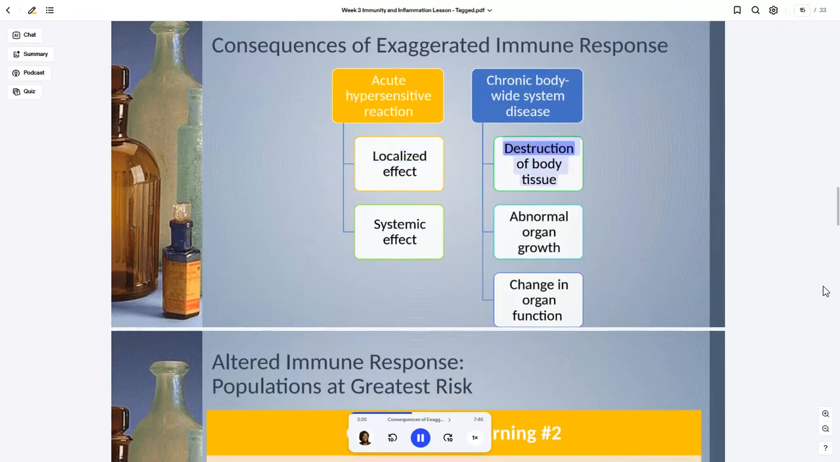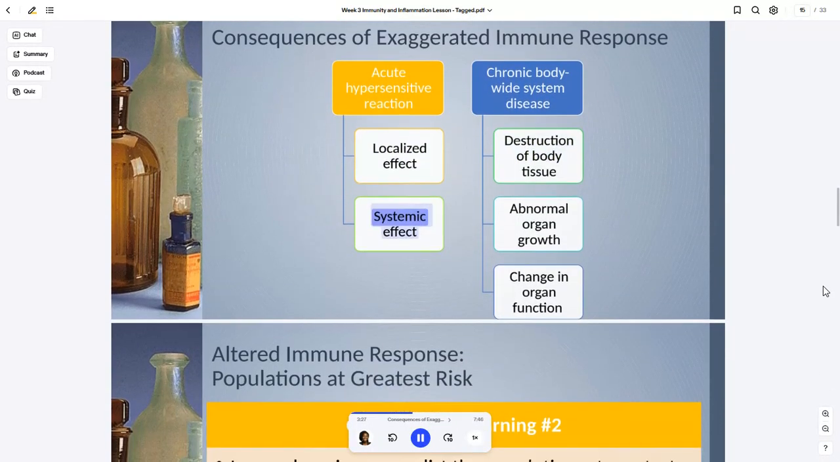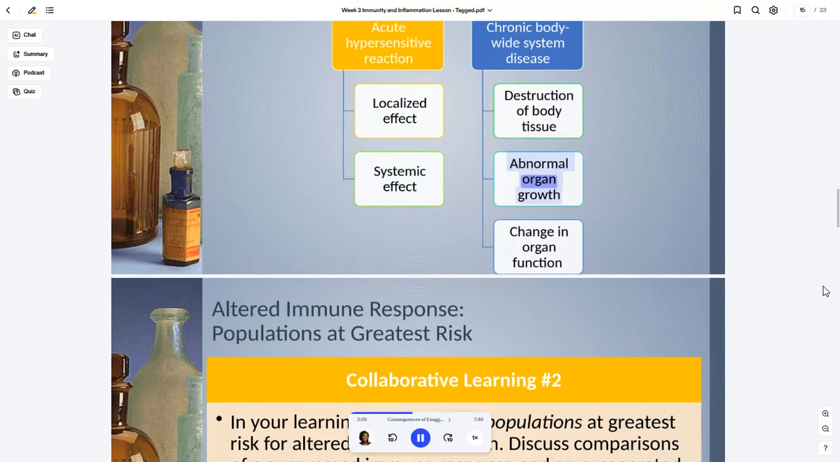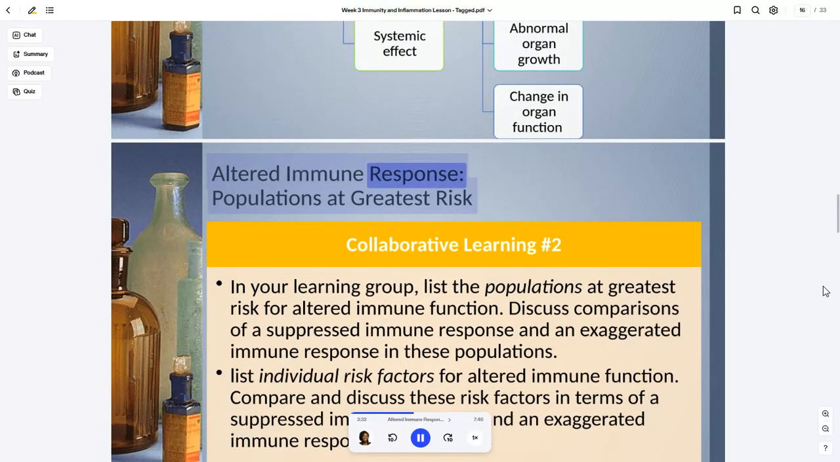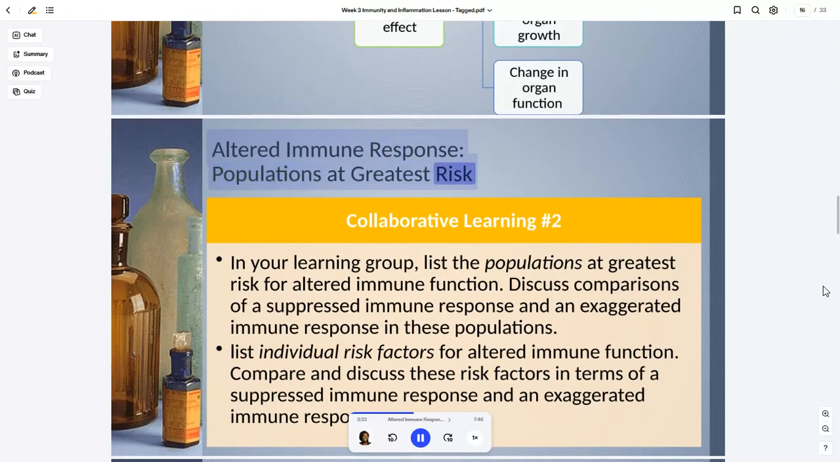Localized effect: destruction of body tissue. Systemic effect: abnormal organ growth, change in organ function, altered immune response. Populations at greatest risk.